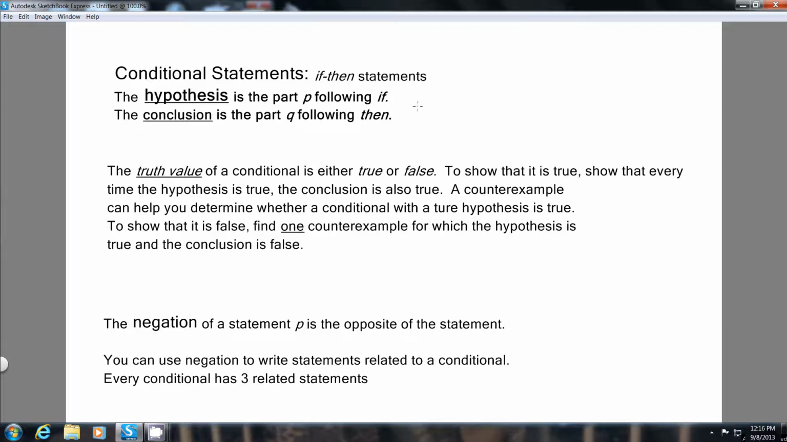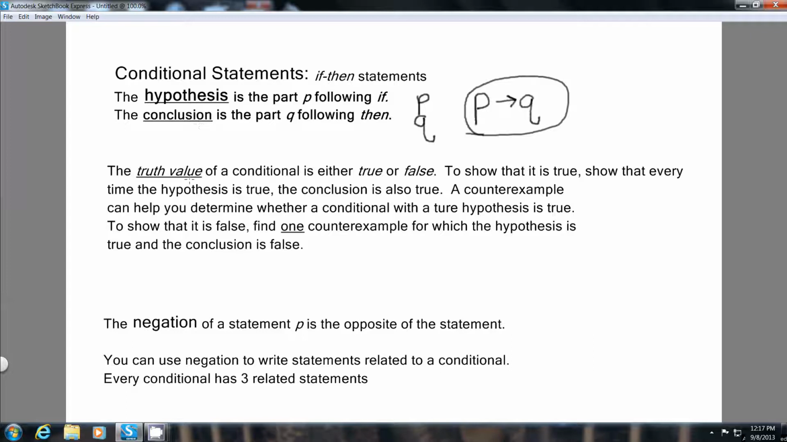Now, an if-then statement in symbols: the hypothesis has the symbol lowercase p, and the conclusion has the symbol lowercase q. So together, an if-then statement looks like this. If p, then q. This is the if-then statement. If p, then q. Now what that means, again, is if the hypothesis, then the conclusion.